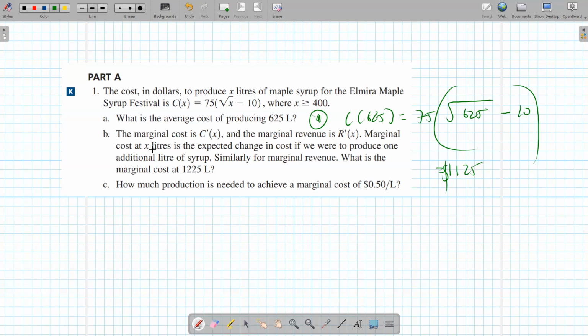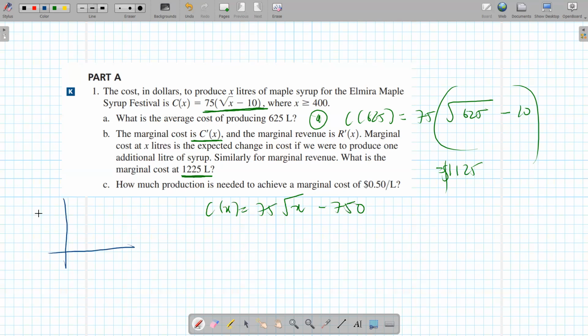B is asking you to find the marginal cost, which is just C prime of x, just the first derivative. And then you plug this in there to find whatever that is. So if that's C of x, how do we go about finding C prime of x? What does marginal mean? Rate of change. Marginal cost means the rate of change of the cost function. So basically we need to find the derivative of this.